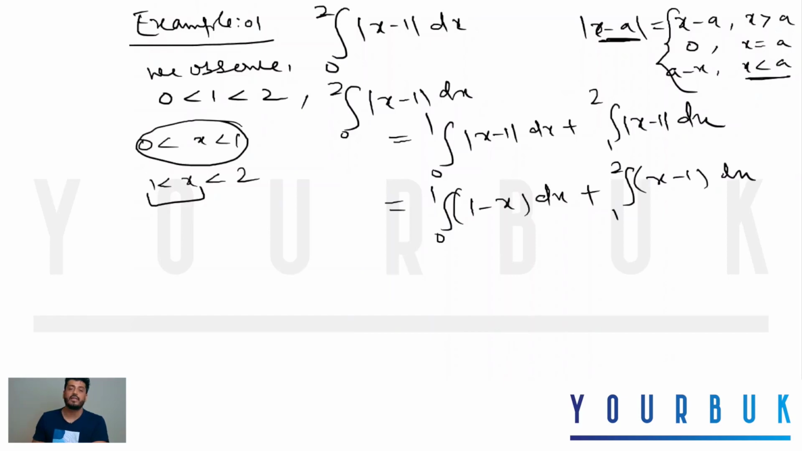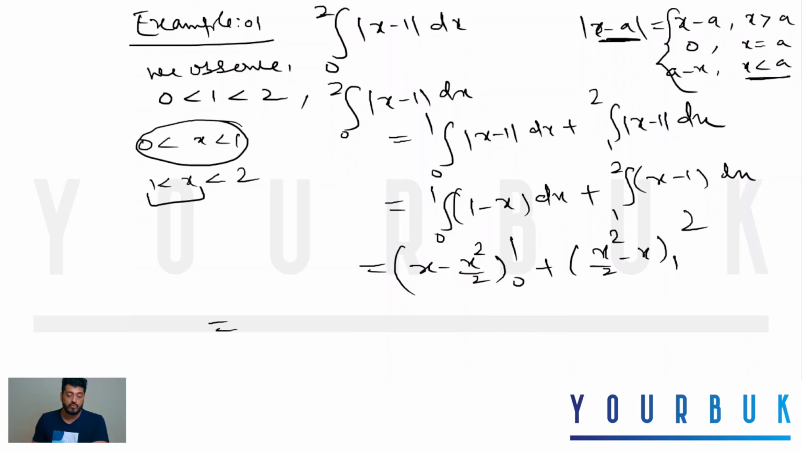Now you just simply evaluate the definite integral. The split up property has been applied. Now this question becomes a normal question of evaluation of definite integral. So this integral will be x minus x square by 2, 0 to 1. This integral will be x square by 2 minus x, 1 to 2. So firstly I'll put 1 and then 0.